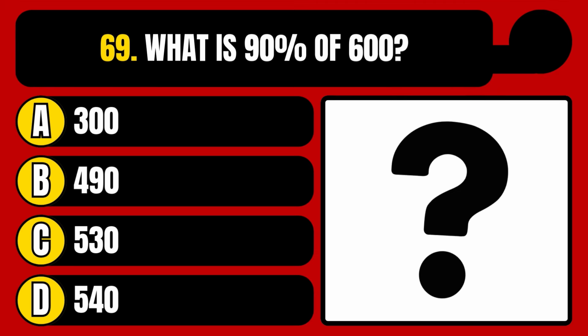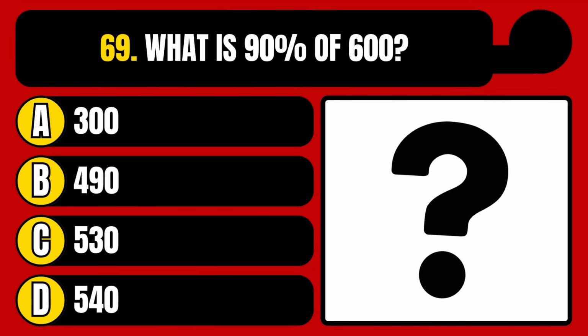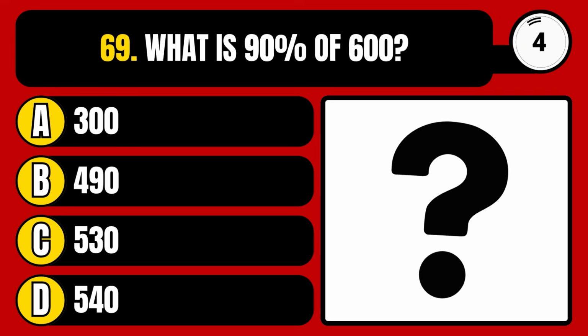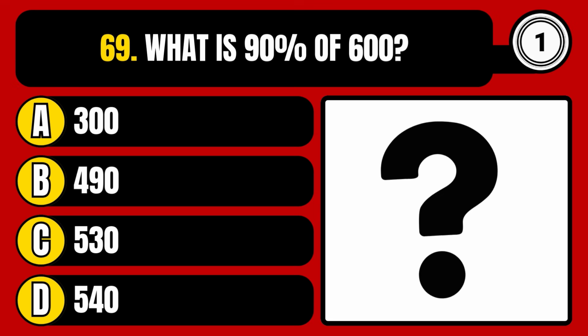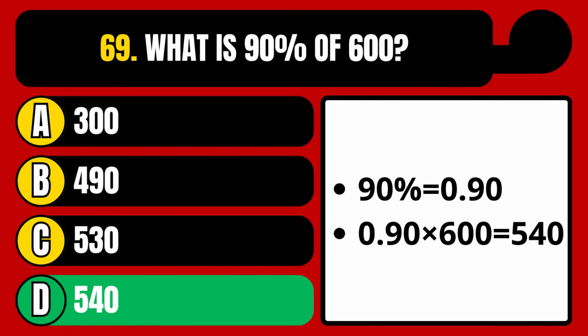What is 90% of 600? 300, 490, 530, or 540? The correct answer is option D, 540.